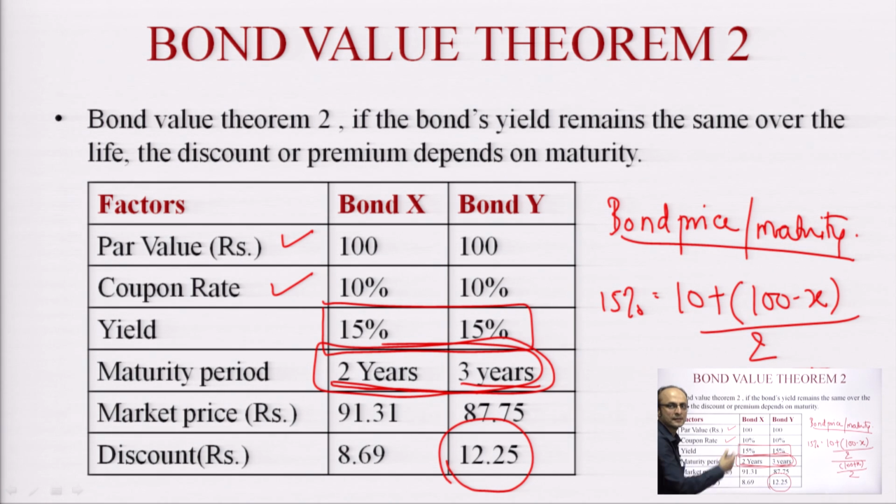If the coupon rate is the same, the yield to maturity is the same, and the face value is the same, the bonds of a longer duration will be available at much more discounted prices.